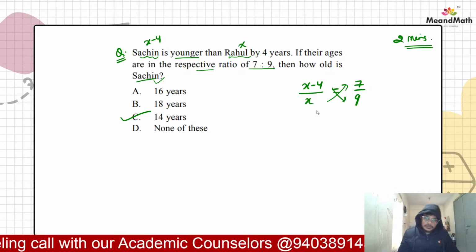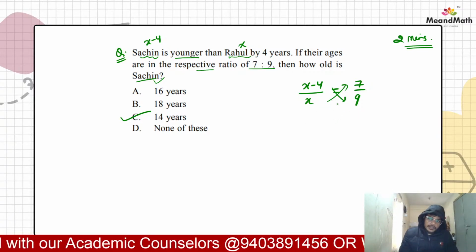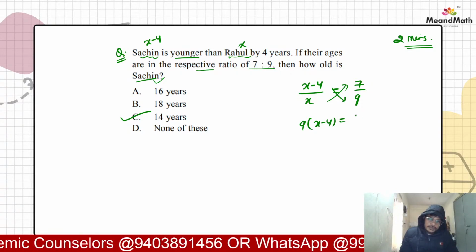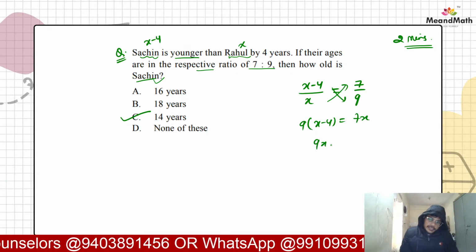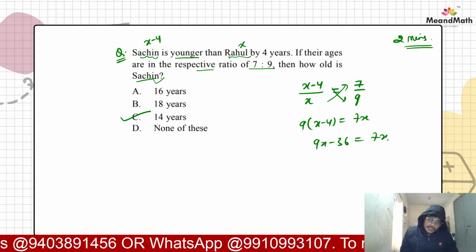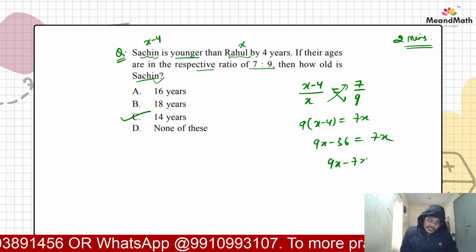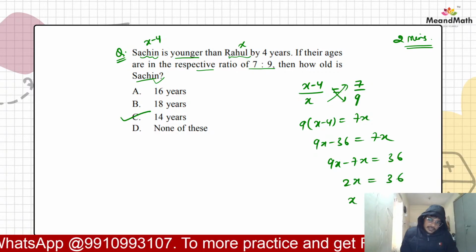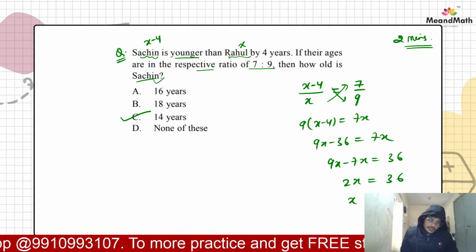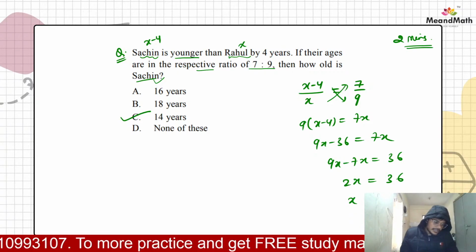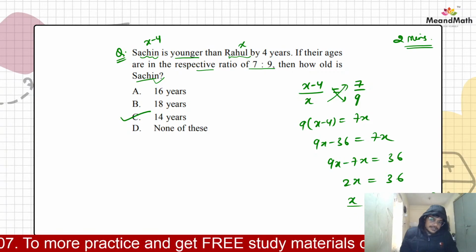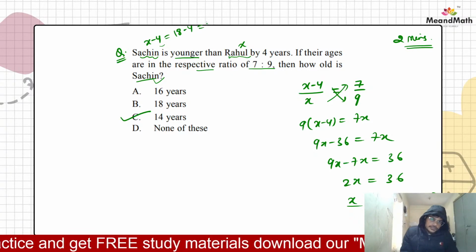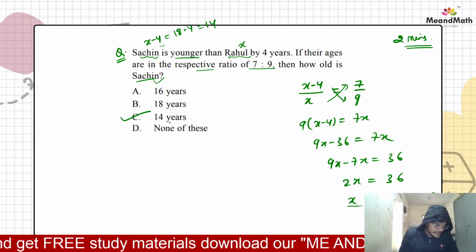Okay, so now let me do this question. You have to cross multiply now. So 9 into x minus 4 would be equal to 7x. That is 9x minus 36 is equal to 7x. 9x minus 7x would be equal to 36. That is 2x is equal to 36. That means the x value is 36 over 2, that is 18, right? Now, if x is 18, then x minus 4 is 18 minus 4, that should be 14. So 14 is the correct answer.